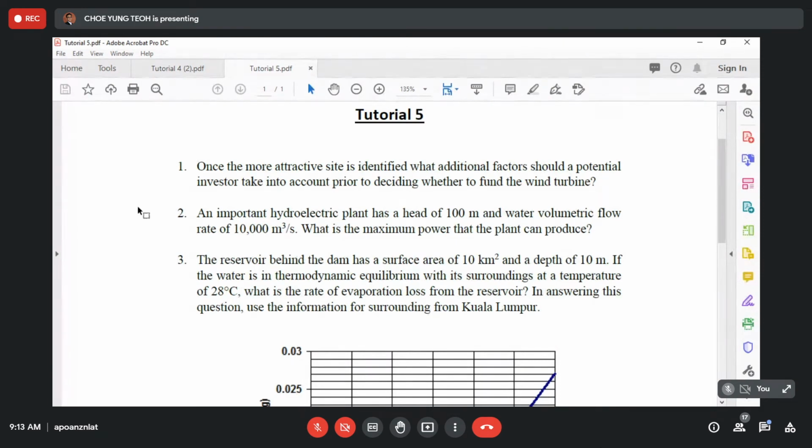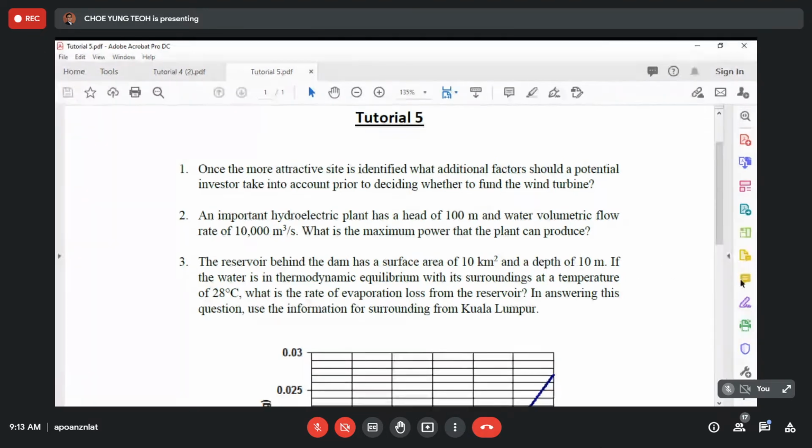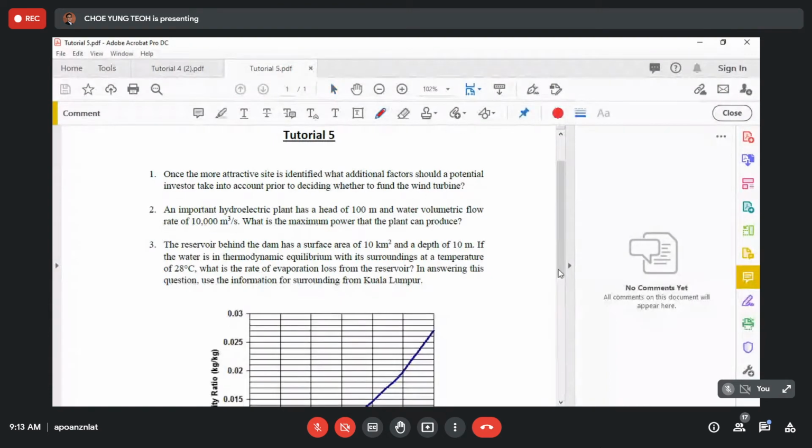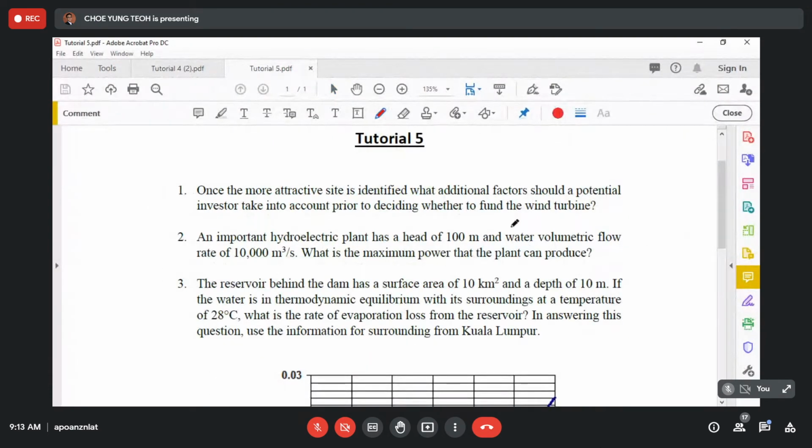Once the more attractive site is identified, what additional factors should a potential investor, so assume that you're an investor, take into account prior to deciding whether to fund the wind turbine? This is the extension question from the example we did in the lecture. In the lecture, we calculated the wind speed distribution and also the cost. Other than that, what else do you need to consider before you invest in this wind turbine? Anyone?